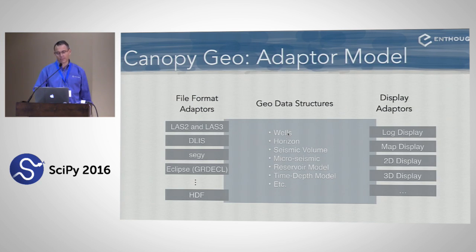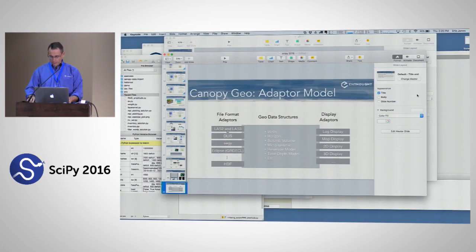In this world, we have things like wells and horizons, seismic volumes, all of these different things. You have many different file formats. You plug those in through a plug-in architecture. Those get read into these data structures, and then we have a number of displays that you can use with these. All right? So let me just pull up as quickly as I can an example of the sorts of things you can do that are interesting or different, I guess.